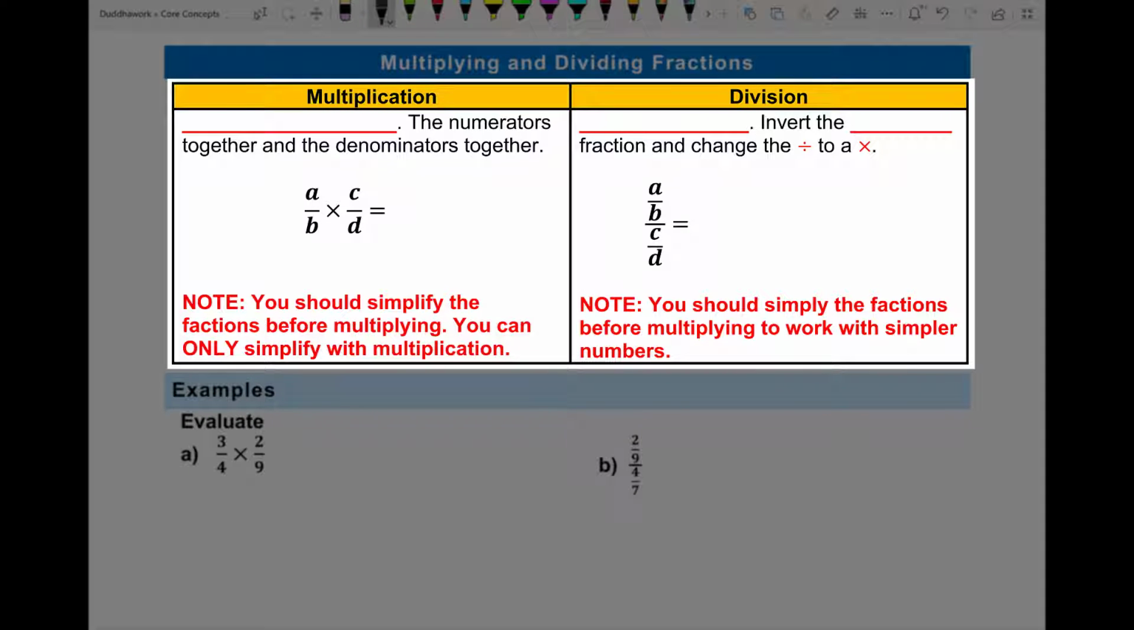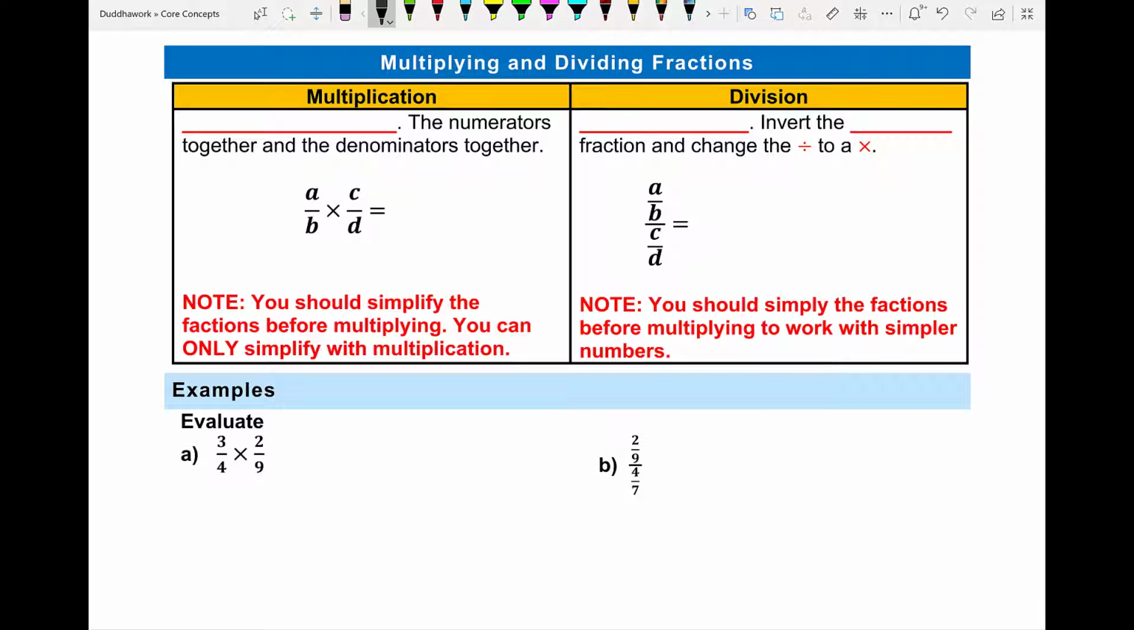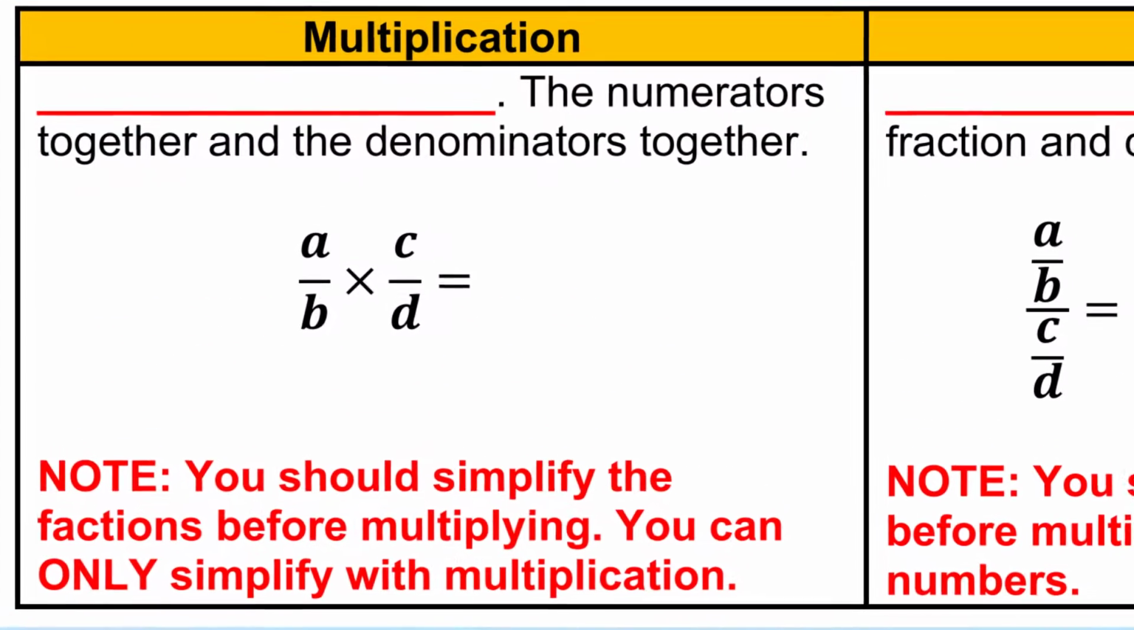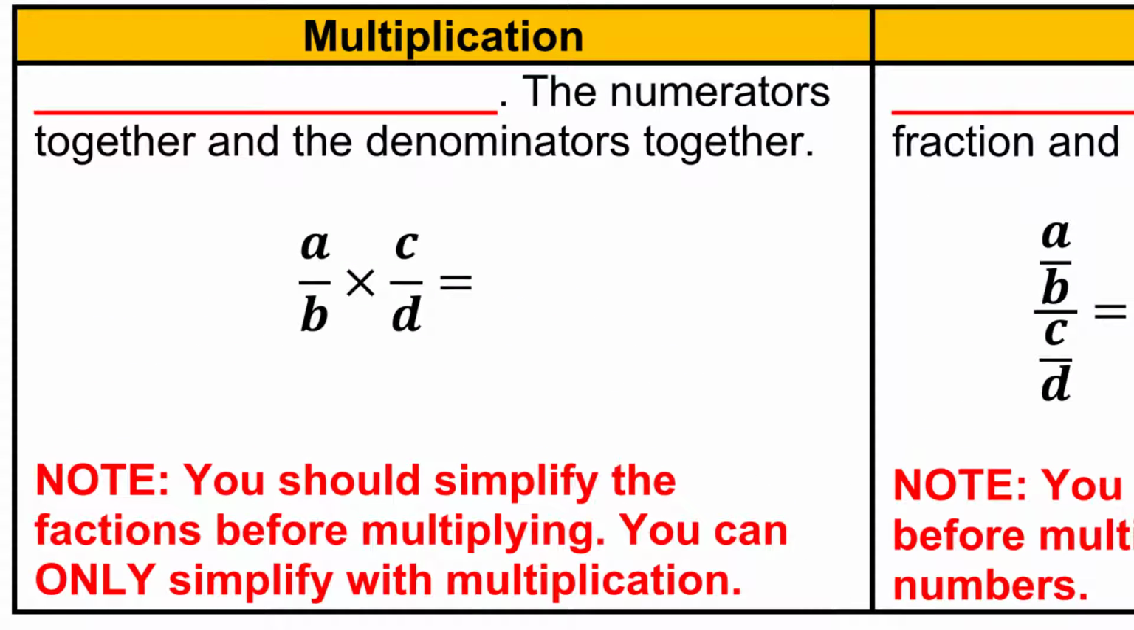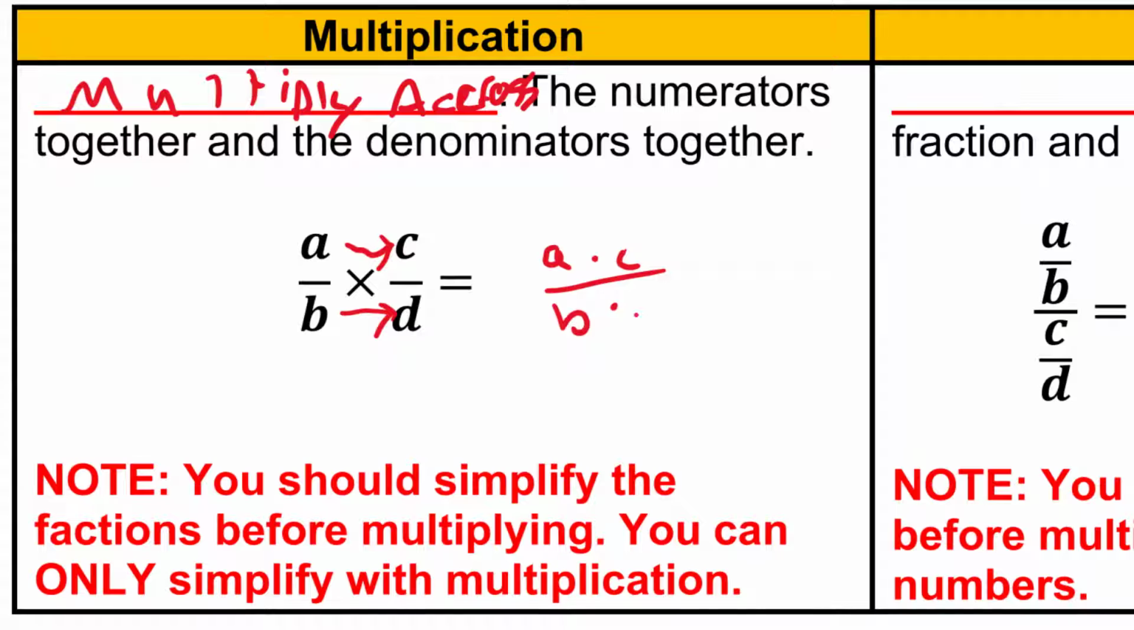We're going to start with the theory here as you see on the screen. On the left, we're going to have the multiplication, and on the right, we're going to have the division of fractions. So for multiplication of fractions, the key phrase is we multiply across. What do I mean by that? The numerators together and the denominators together. So it's A times C over B times D.